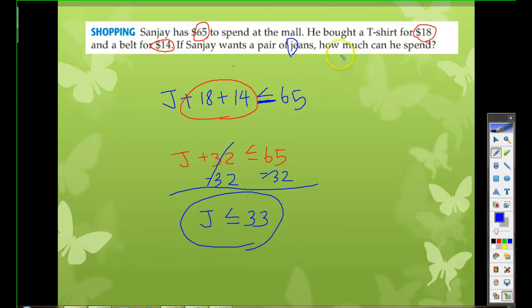And it says here, how much can he spend? Make sure you write in complete sentences. He may spend, you can write, no more than $33. Okay, good.